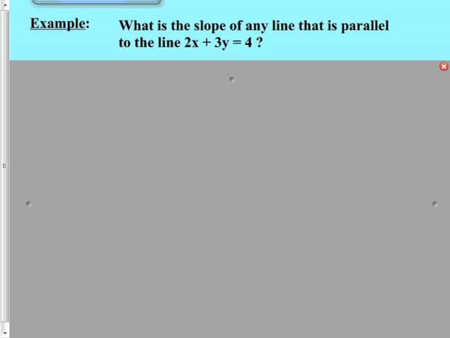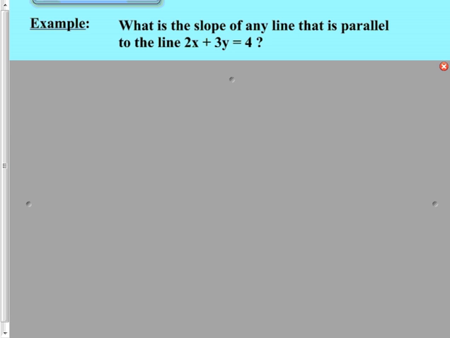Okay, so what is the slope of any line that is parallel to the line 2x plus 3y equals 4? Okay, now we have a new problem here. When you run across questions that are talking about whether lines are parallel to each other or perpendicular to each other, things like that, you can probably expect that their equations are not going to be in slope-intercept form if the equations are given to you. Like this one. We cannot read the slope value out of this equation because y is not isolated.